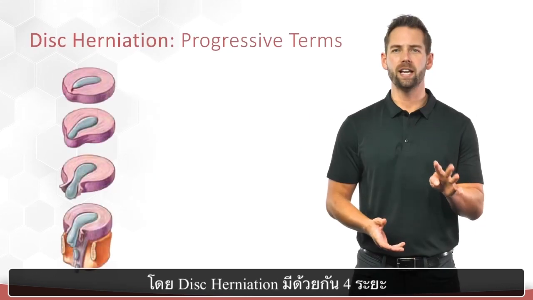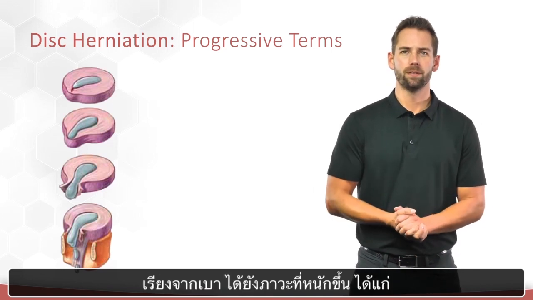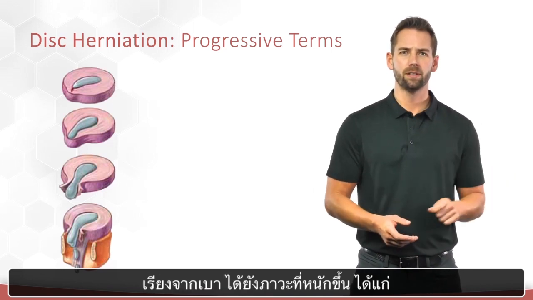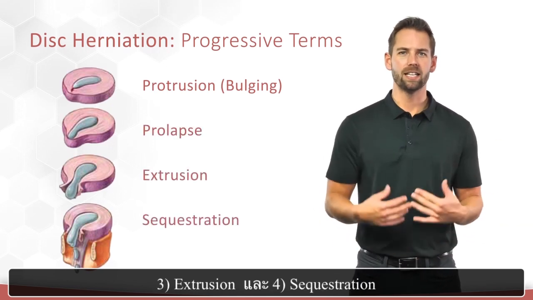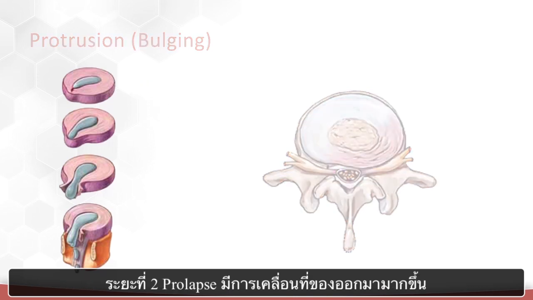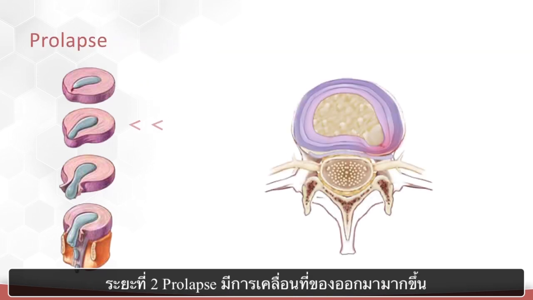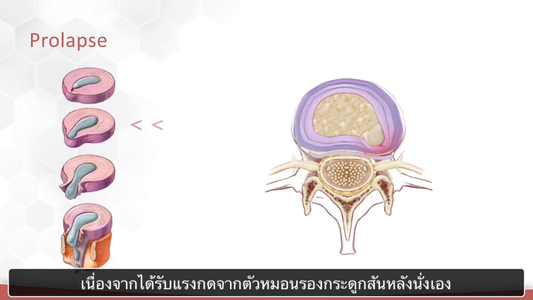There are 4 names used to describe this type of pathology, in progressively severe grades: bulging, prolapse, extrusion, and sequestration. Bulging is an extension of the disc material beyond the margin of the vertebral end plates. A prolapse is when the outermost layers of the annulus fibrosus of the intervertebral discs of the spine are intact, but bulge when one or more of the discs are under pressure.